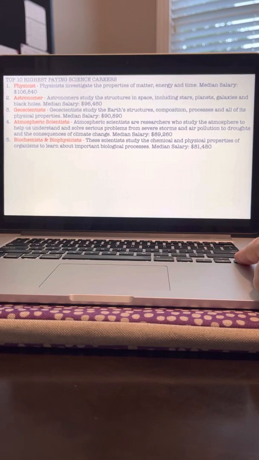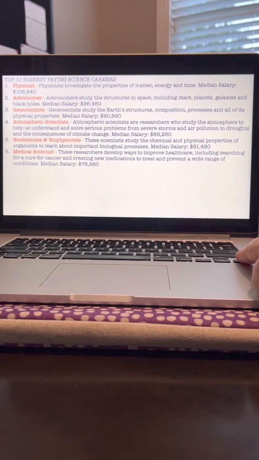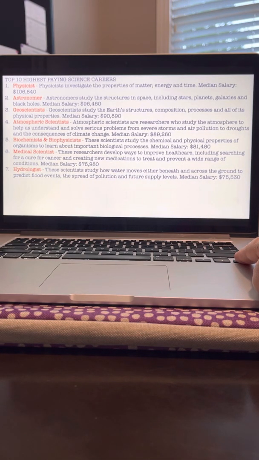Biochemists and biophysicists. These scientists study the chemical and physical properties of organisms to learn about important biological processes. Then there's medical scientists. These researchers develop ways to improve healthcare, including searching for a cure for cancer and creating new medications to treat and prevent a wide range of conditions. Hydrologists.